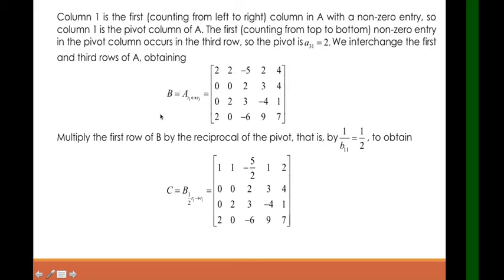Next, we multiply the first row of B by the reciprocal of the pivot. What is the reciprocal of the pivot? Our goal, guys, is to make it 1, right? So the reciprocal of the pivot is 1 half. We multiply 1 half by R sub 1, the row 1, resulting in a new row 1. That's for letter B. So we have 1 half times 2 is 1, 1 half times 2 is 1, 1 half times negative 5 is negative 5 over 2, 1 half times 2 is 1, and 1 half times 4 is 2.